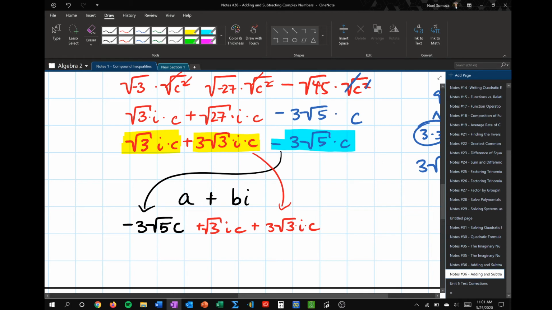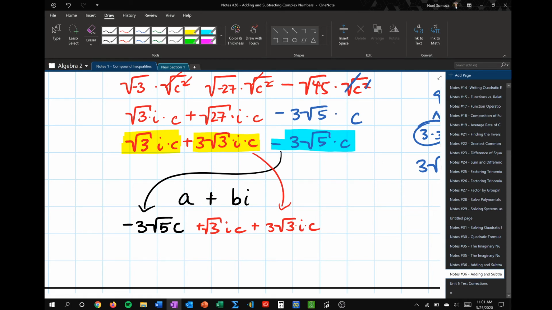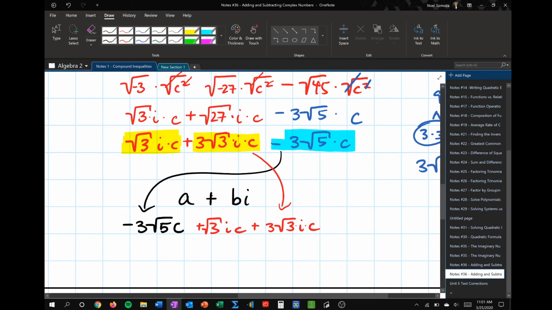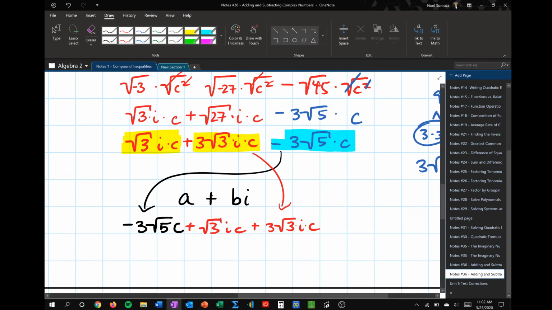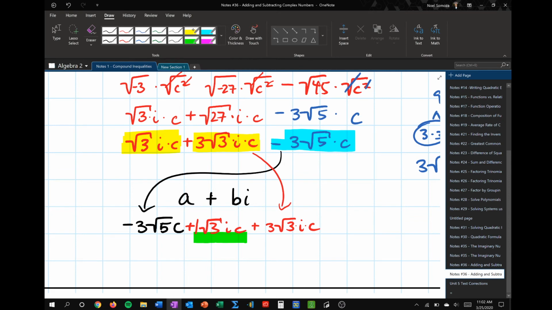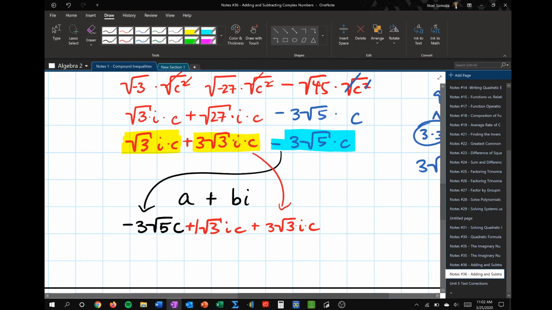Okay, so now if they're both imaginary, can I combine them? Do they have like terms? Well, let's go back. I want to think about what the coefficient would be for this first imaginary number. What is the coefficient in front of the square root? If there's no number there, I'm allowed to drop a 1, meaning that there's only one square root of 3 ic, and I want to see if I can combine it with the other square root of 3 ic. I know that these are my coefficients. I have a coefficient of 1, coefficient of 3.